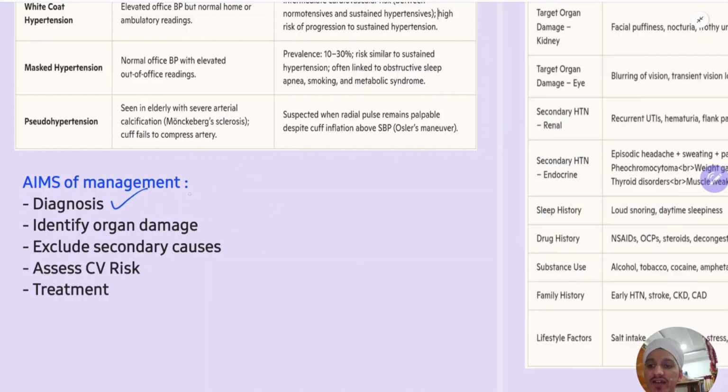One more point in diagnosis is, if the BP is more than 180 systolic or 110 diastolic, then it is diagnosed at that point of time only, and you send investigations and see all these things. Okay, more than two visits are required only if the BP systolic is less than 180 and diastolic is less than 110.